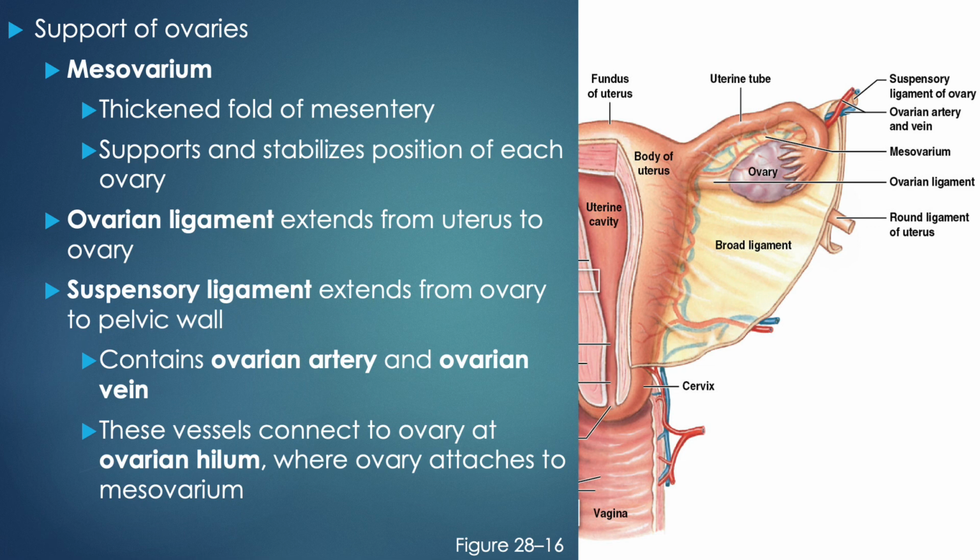So these vessels are all going to connect to the ovary at what is called the ovarian hilum. And the hilum is the point where all the blood vessels typically enter and exit a major organ. And so the ovarian hilum is where the ovary attaches to the mesovarium at the most superior aspect of the ovary.